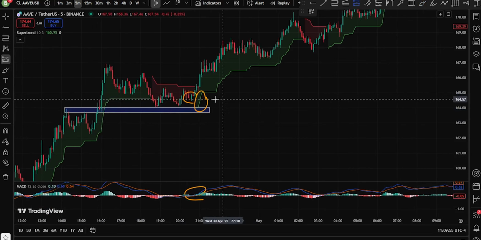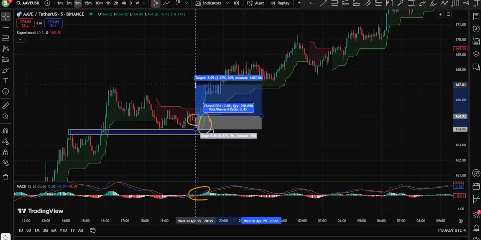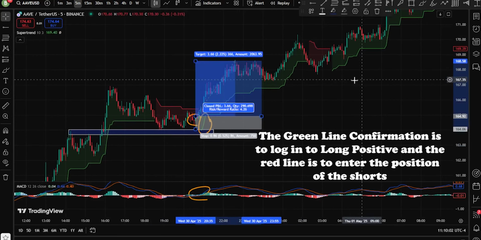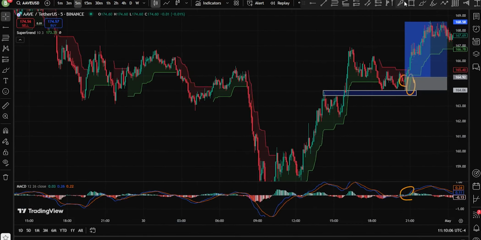The indicator plots a line on the price chart that changes color based on the trend direction. Green line below price indicates an uptrend, buy signal. Red line above price indicates a downtrend, sell signal.